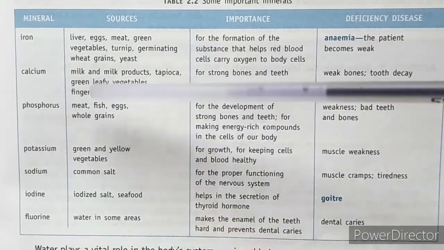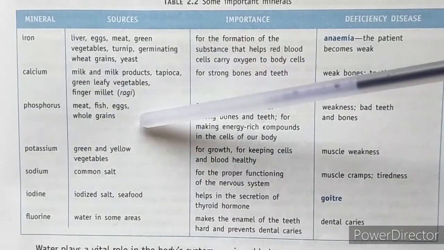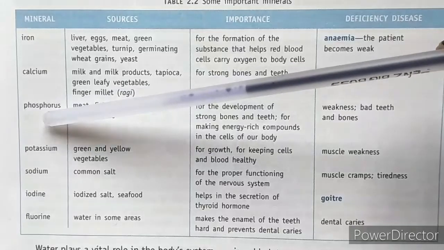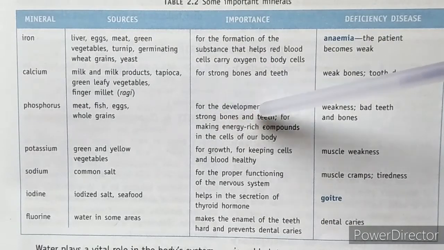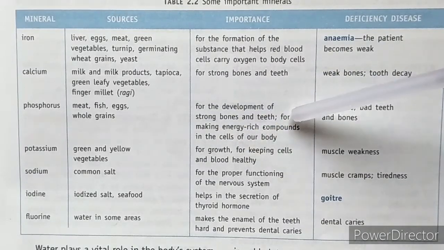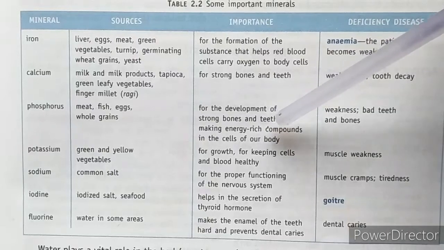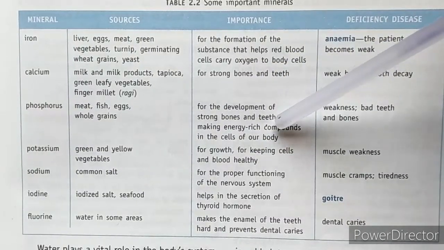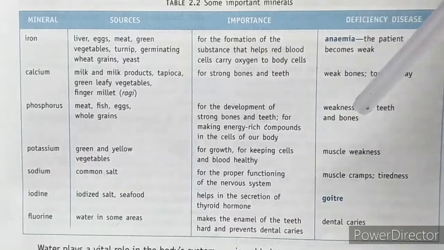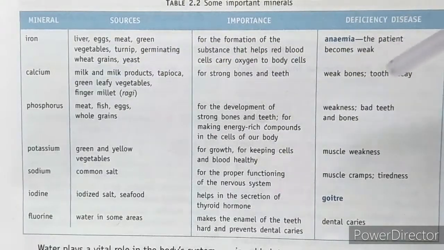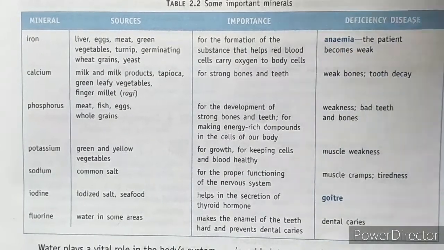Clear? The next one we have is phosphorus. From where can we get this? Meat, fish, egg, and whole grains. So these are the sources of phosphorus. Why is it important? For the development of strong bones and teeth, and for making energy-rich components in the cells of our body, so that we can have much energy to work more. Phosphorus deficiency causes weakness, bad teeth and bad bones.